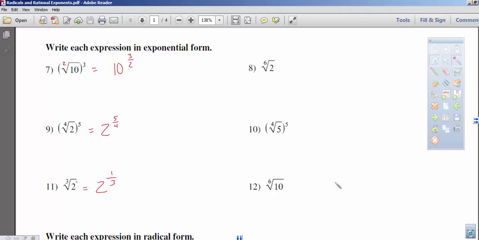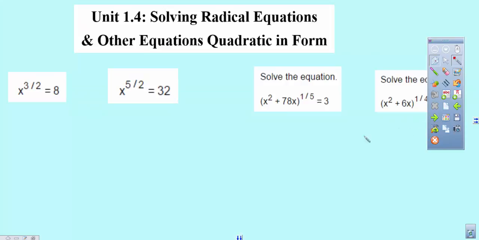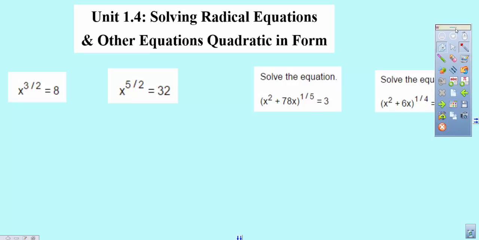So this would be 2 to the 1/3 power. Alright, so that establishes what's going on if we come across something to solve that's in rational form. So you can make a relationship between what was really going on here and understand why we're doing this. In the problems we're given to start off, we're told that we have x to the 3/2 is equal to 8.